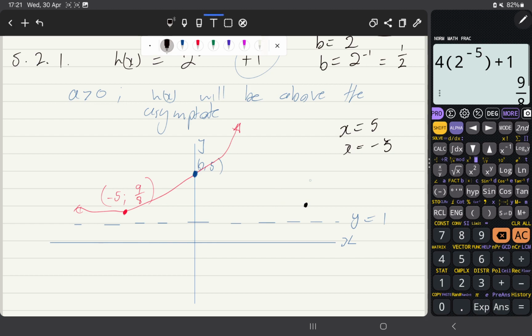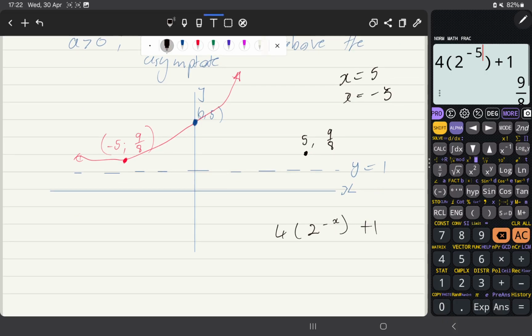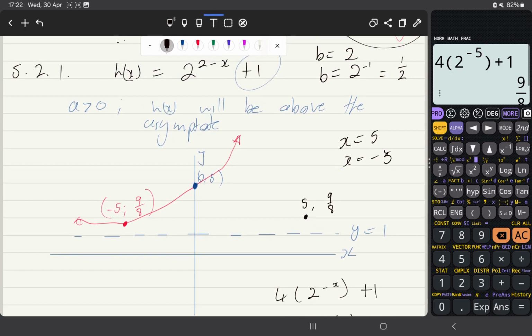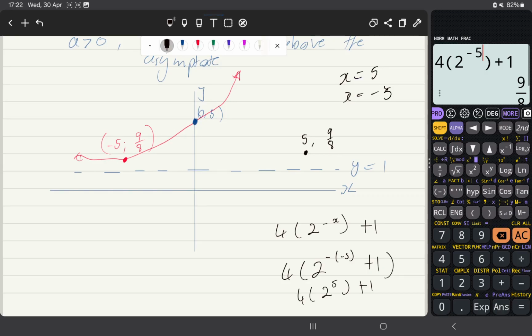I'll just put something here and say this is 5 and 9 over 8, because our graph is 4 into 2 to the power of negative x plus 1. So negative x, if you substitute minus 5 here, then you're going to have 4 into 2 to the power of minus into minus 5, plus 1. Then you will have something like 4 multiplied by 2 to the power of 5, plus 1. Your value will be somewhere very, very up high.